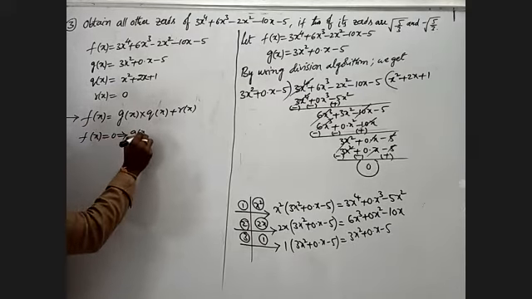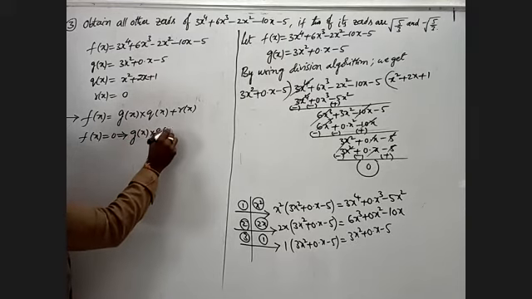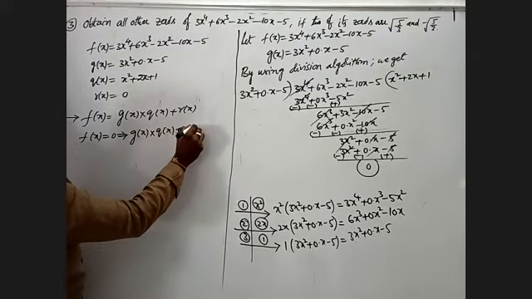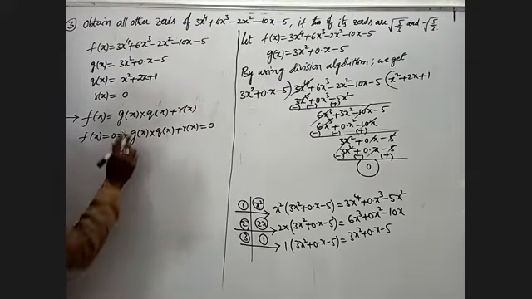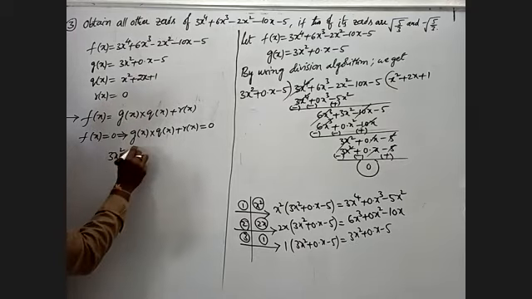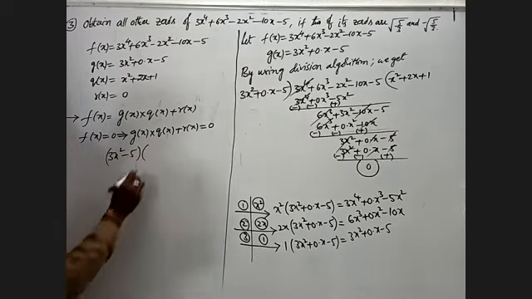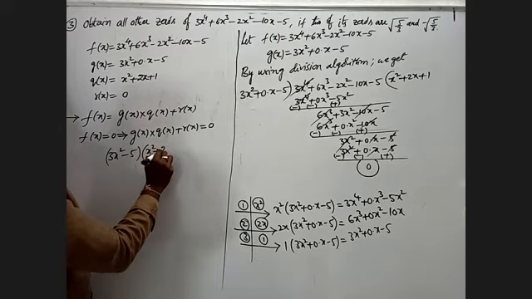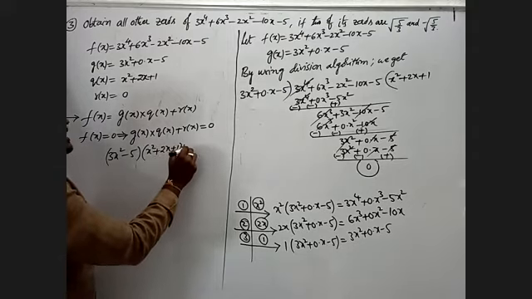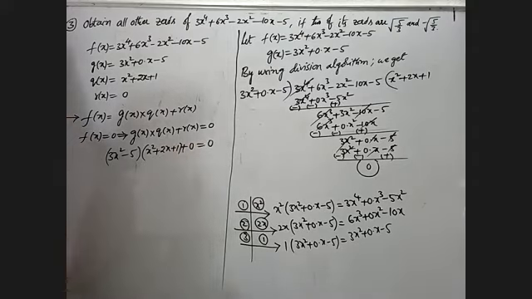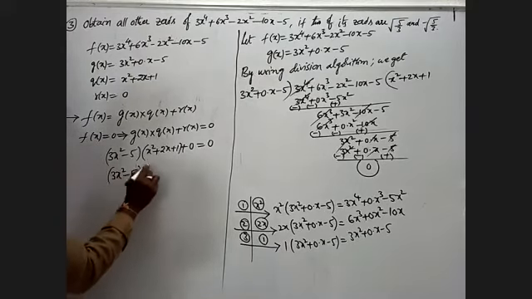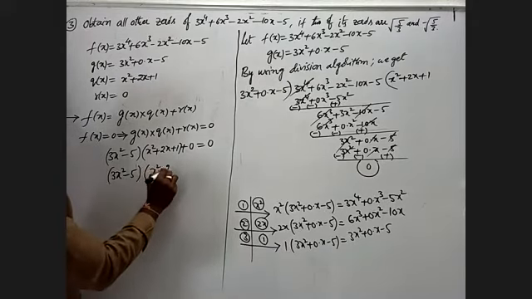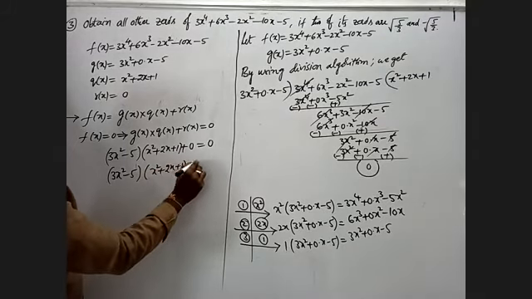Remaining, we have to write z of x into q of x plus r of x, which will become 0. What about the value of g of x? That is 3x square, 0 into x is 0 remaining, minus 5 into where q of x is x square plus 2x plus 1, remainder is 0, equal to 0. And I will write 3x square minus 5 into x square plus 2x plus 1 is equal to 0.